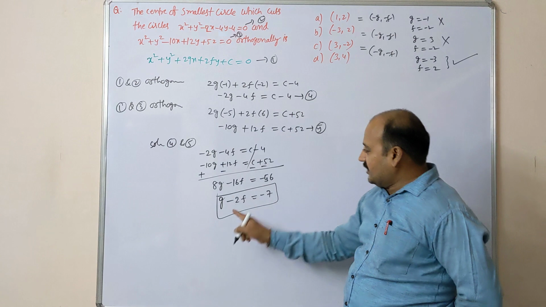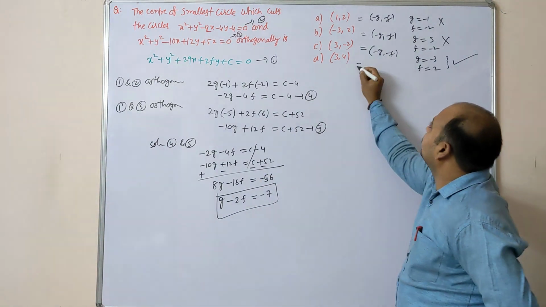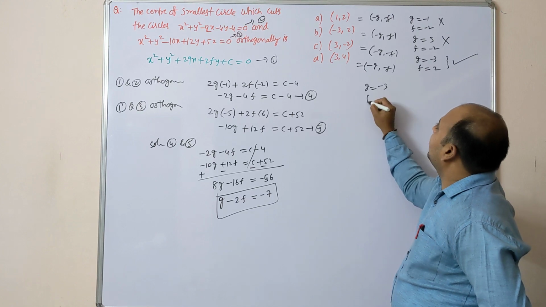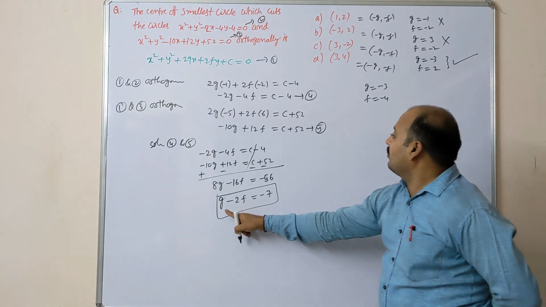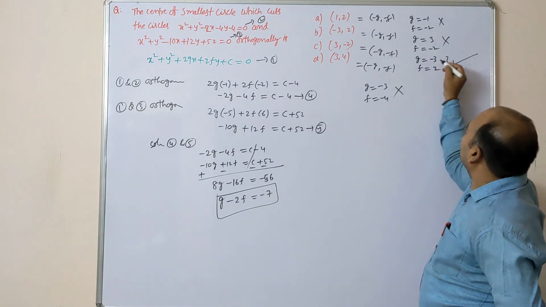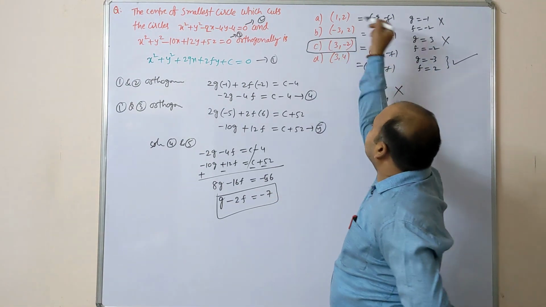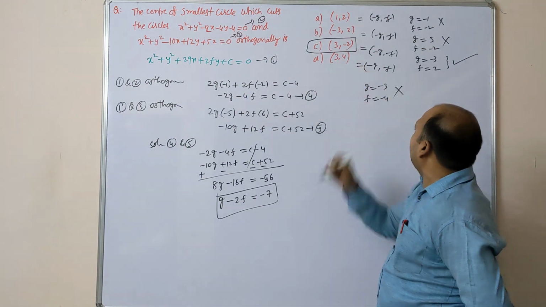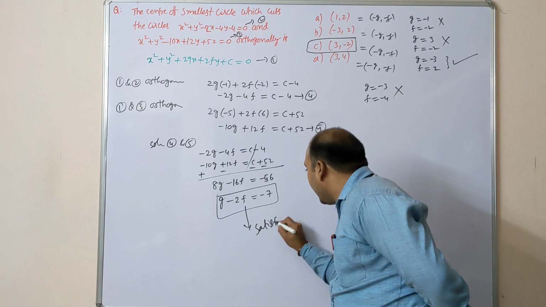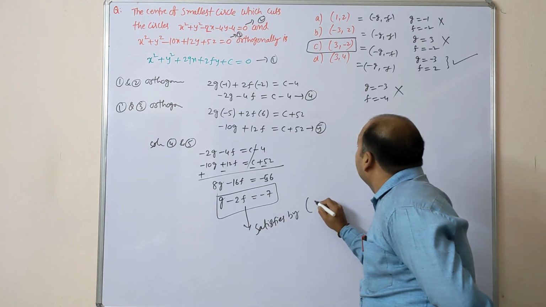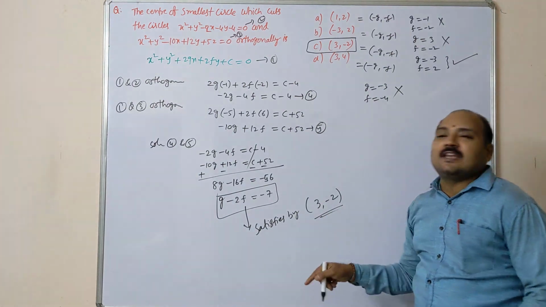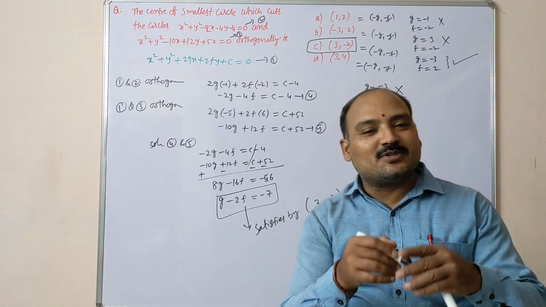So 3, 4, if you take it, g value, this is minus g minus f. So g value minus 3, f value minus 4. Minus 3 plus 8, it won't be accepted. So the required smallest circle center is 3 comma minus 2. It satisfies, 3 comma minus 2. So the smallest circle center is 3 comma minus 2. I hope you understand, students.